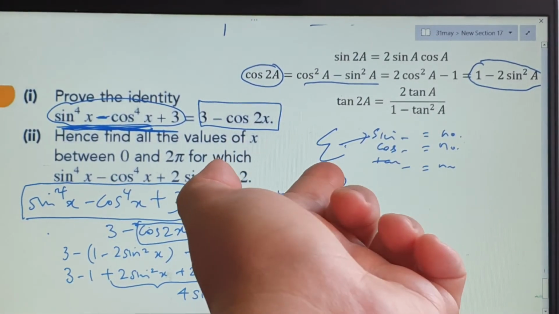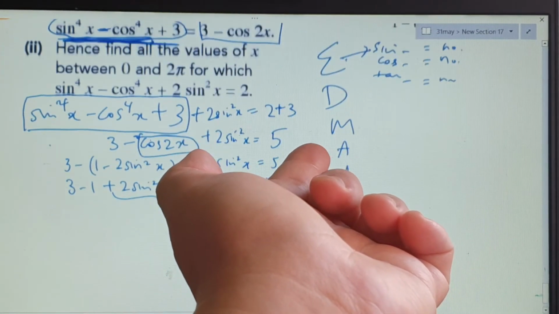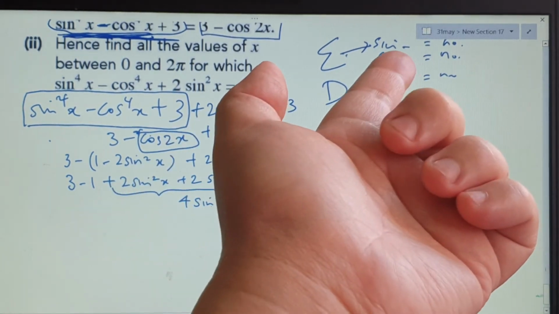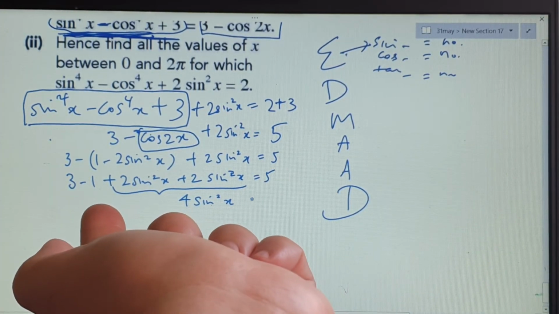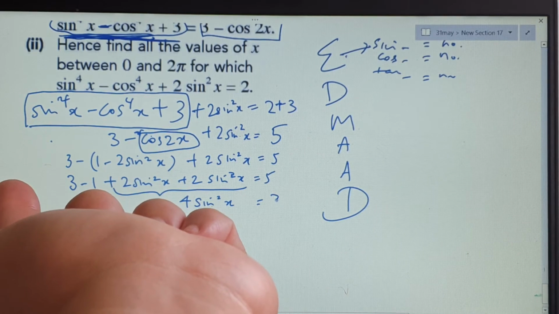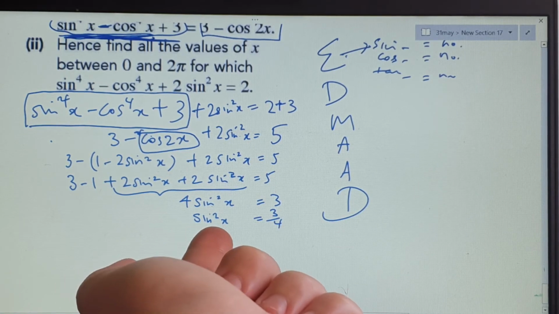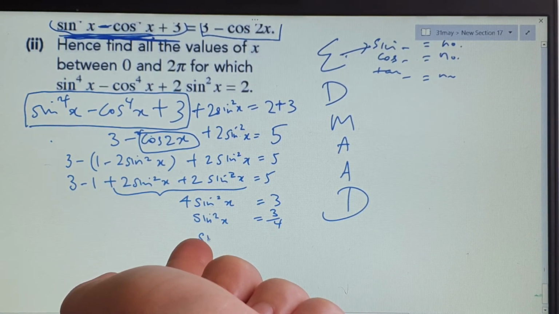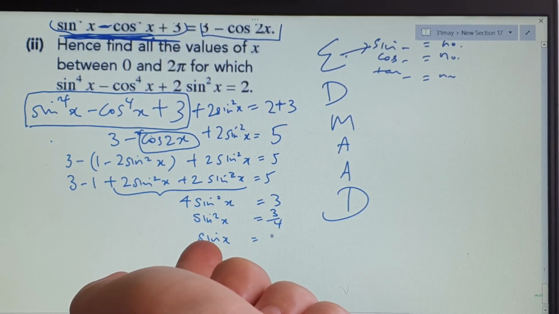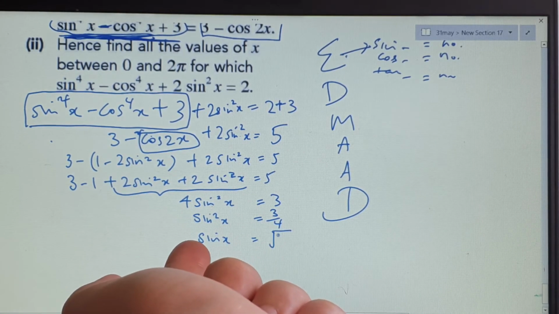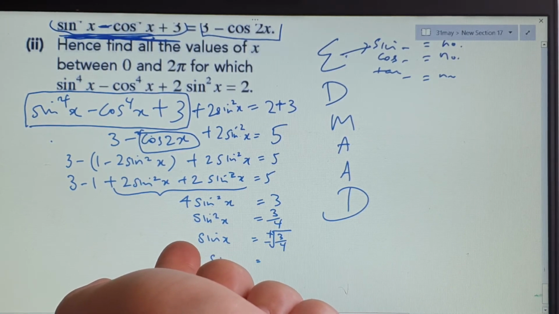I'm still doing E, the AddMath E, because I've not gotten the sine alone yet. Now I can isolate this sine square, and then I square root both sides. Finally, after a lot of hard work, I've gotten plus minus square root 3 over 2.